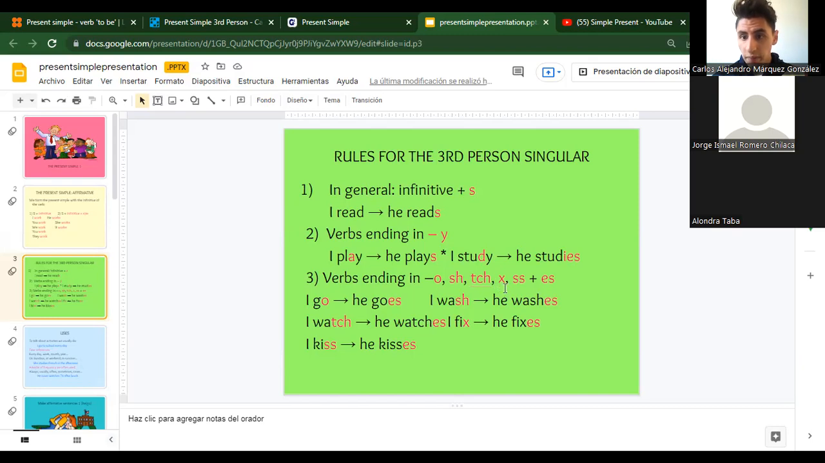Also, when the verbs finish with a letter X, we're going to add ES. Fixes. He fixes. Fix, arreglar, okay?